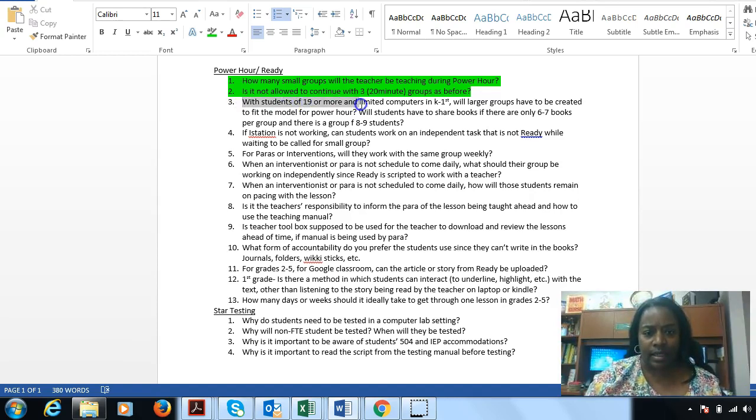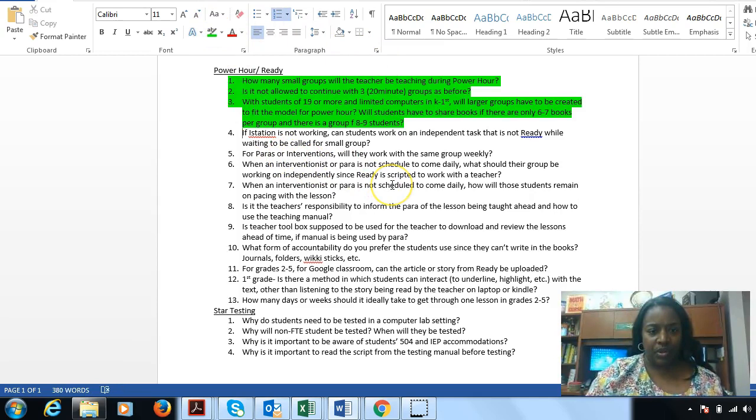This one says, okay, it's a little bit longer. With students of 19 or more and limited computers in K1, will larger groups have to be created to fit the model for Power Hour? Let me answer that first. Yes. The second one says, will students have to share books if there are only 6 to 7 books per group and there are 8 to 9 students?